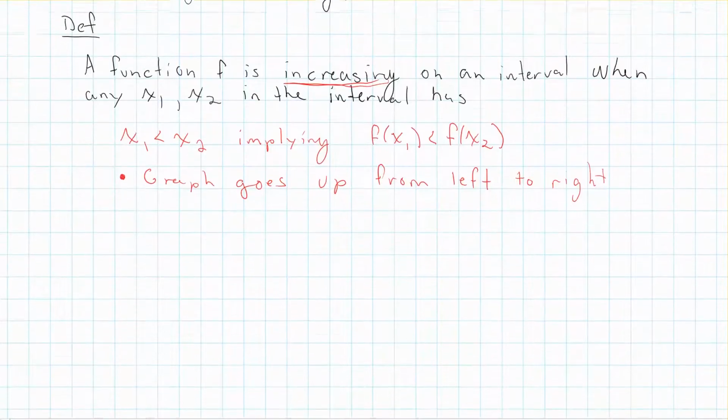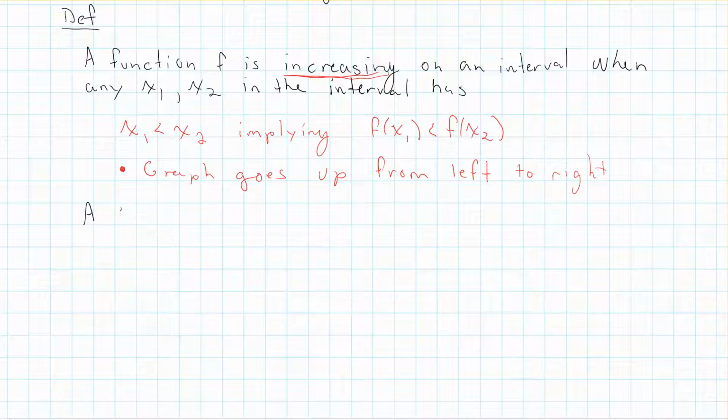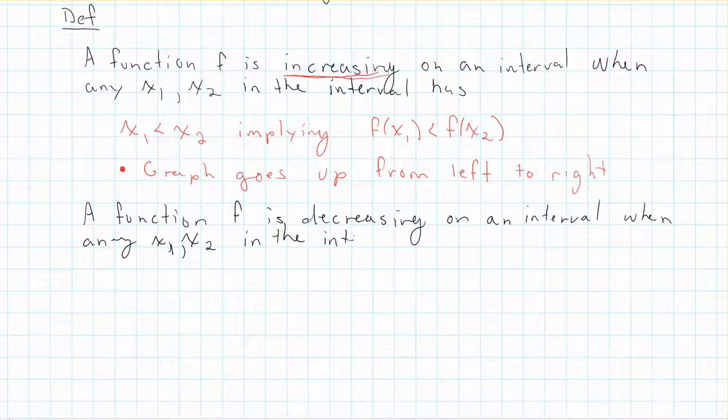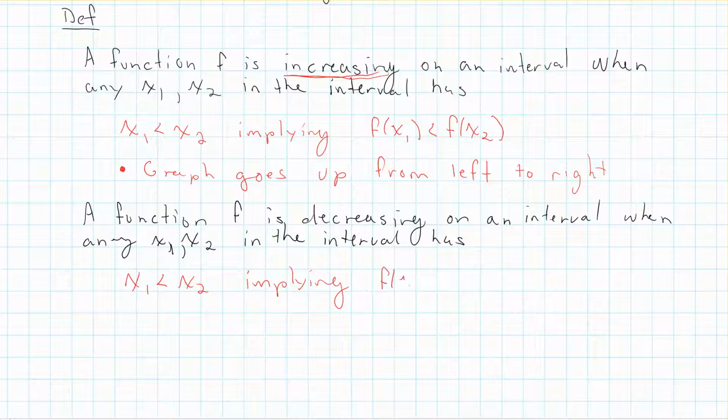Now, the definition for decreasing is going to be very similar. So, a function f is decreasing on an interval when any x1, x2 in the interval has, and it's still going to be x1 less than x2, but instead we're going to imply that f at x1 is bigger than f at x2. So this is defining decreasing.